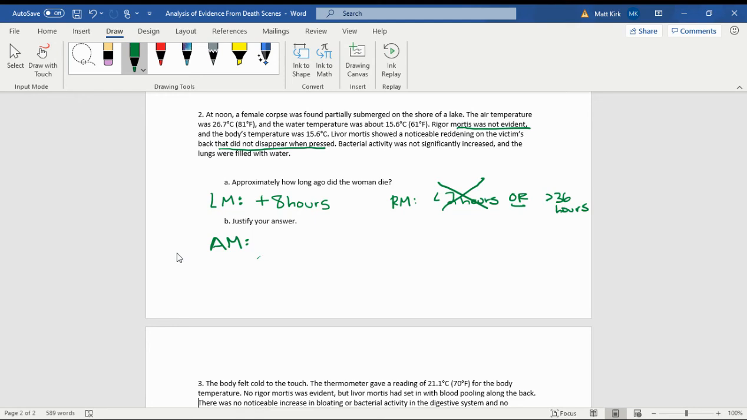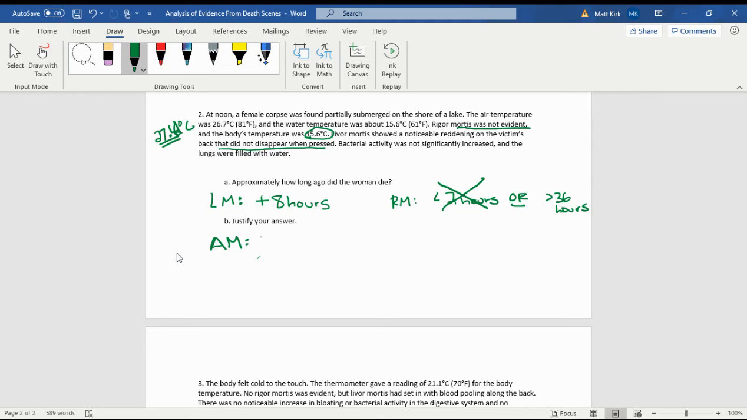Okay, so we have body temperature, 15.6 degrees Celsius. Oh, remember, that's under that magic number of 27.6 degrees Celsius. I think that was a 12 times 0.8. Sorry, 27.4 degrees Celsius is our magic number. So that means we know it's going to be greater than 12. So again, when we know that our measured body temperature is under that 27.4 degrees Celsius, the PMI is going to be greater than 12 hours.